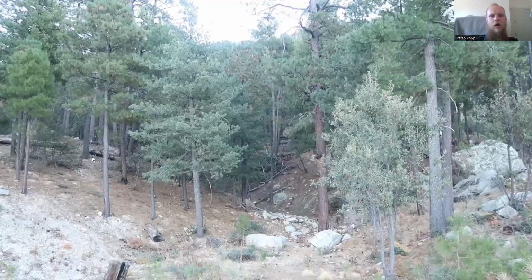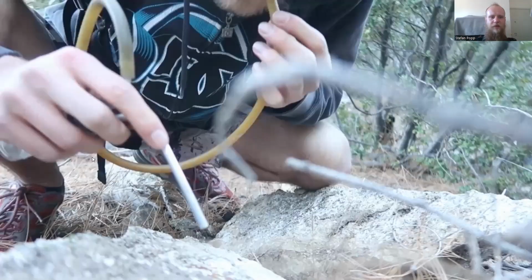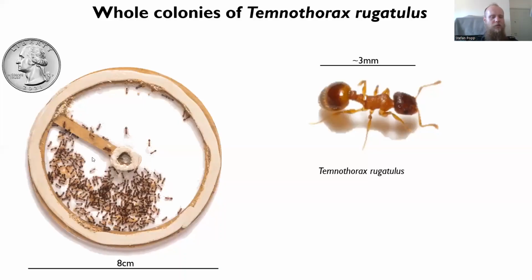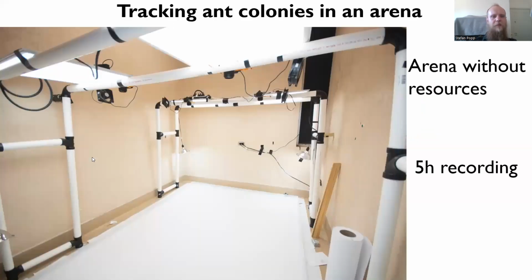Now, we get whole colonies of this ant from an area and habitat like this. These are the pine forests high up in the desert of Arizona. And then I suck in a whole colony of this ant, and we place it into an artificial nest, pictured like here. And then I put this nest into an arena in which I can track the ants. And this arena has no resources, nothing that they might be interested in. So I'm just interested in the default behavior of these ants.